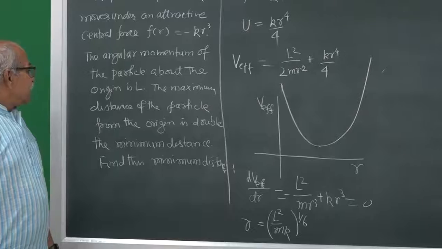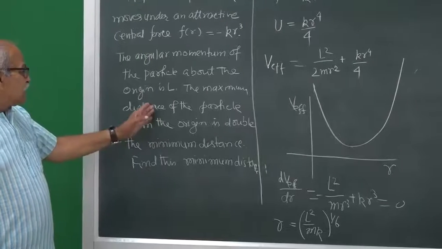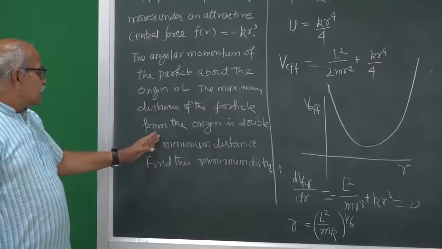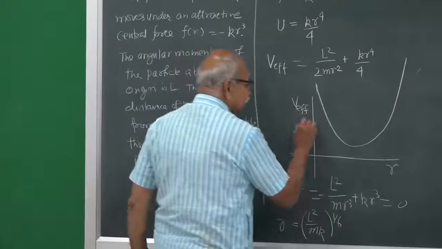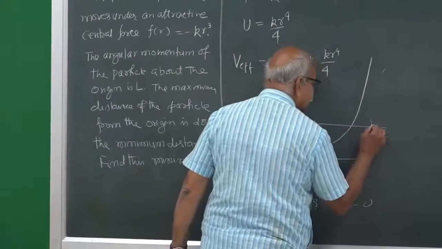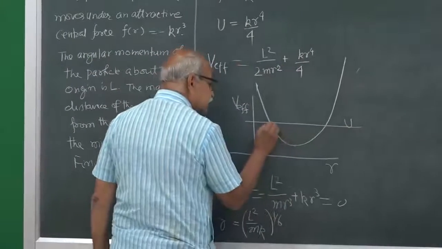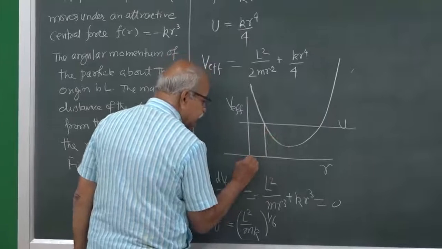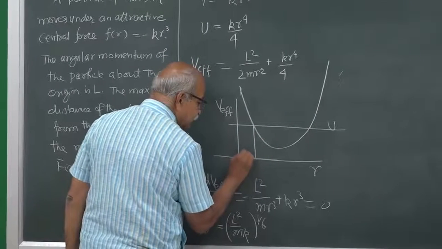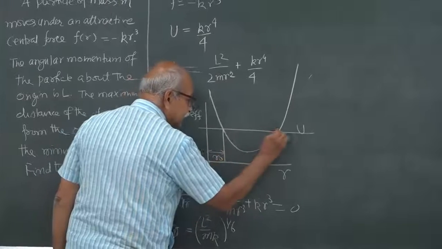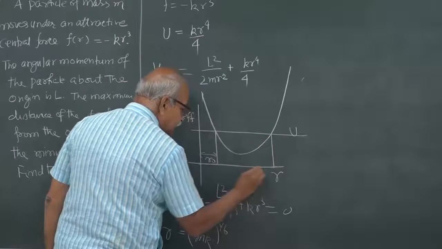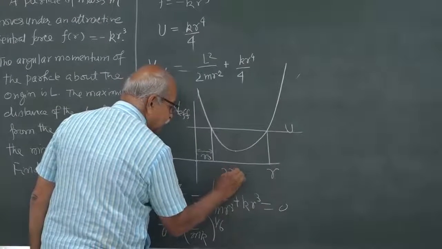Now, it is said that the maximum distance of the particle from the origin is double the minimum distance. So, that means the energy is something like this. This could be the total energy, and here are the turning points. This is that minimum distance, let us say r naught, and this is another turning point, which will be 2 times r naught.